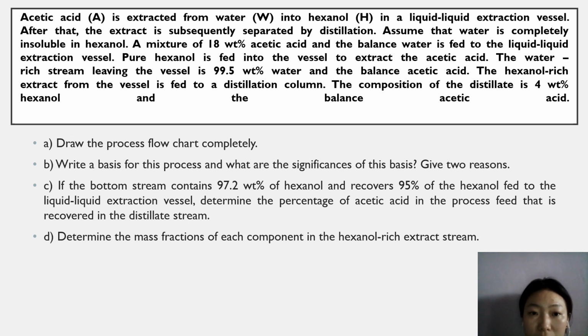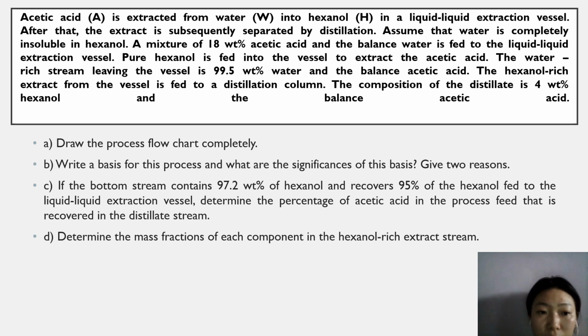A mixture of 18 weight % of acetic acid and the balanced water is fed to the liquid-liquid extraction vessel. Pure hexanol is fed into the vessel to extract the acetic acid. The water-rich stream leaving the vessel is 99.5% water and the balanced acetic acid. The hexanol-rich extract from the vessel is fed to a distillation column. The composition of the distillate is 4% hexanol and the balanced acetic acid.